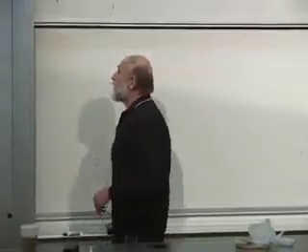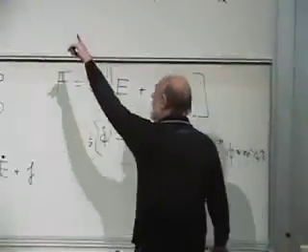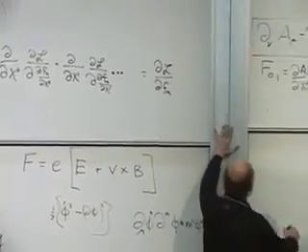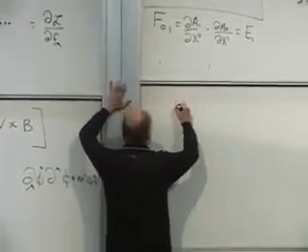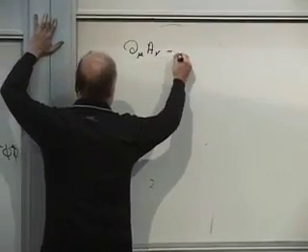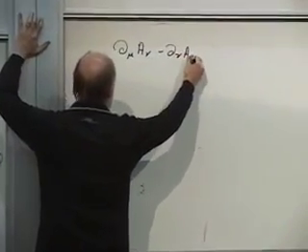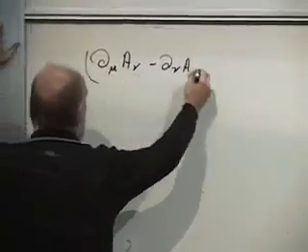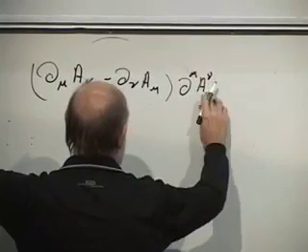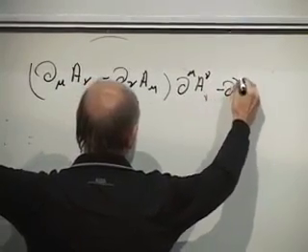The equations of motion, what do we do? We take the Lagrangian. Where did I write it? I lost it. All right, so it's d mu a nu minus d nu a mu, times d mu a nu minus d nu a mu.